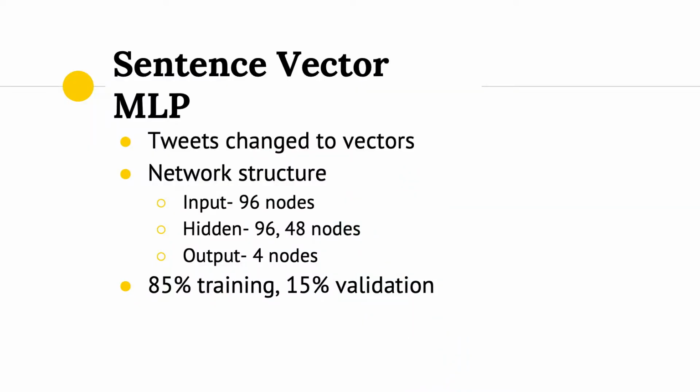For the second multilayer perceptron, we used sentence vectors as our input. First the tweets all had to be converted into sentence vectors from the normal tweets. Then we had an input layer, an output layer, and 2 hidden layers. And the data was broken up so that 85% of it was used for training and the other 15% was used for validation.